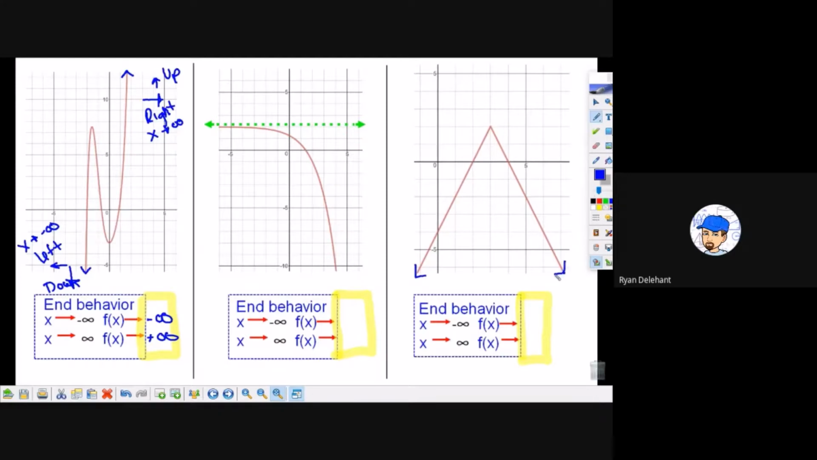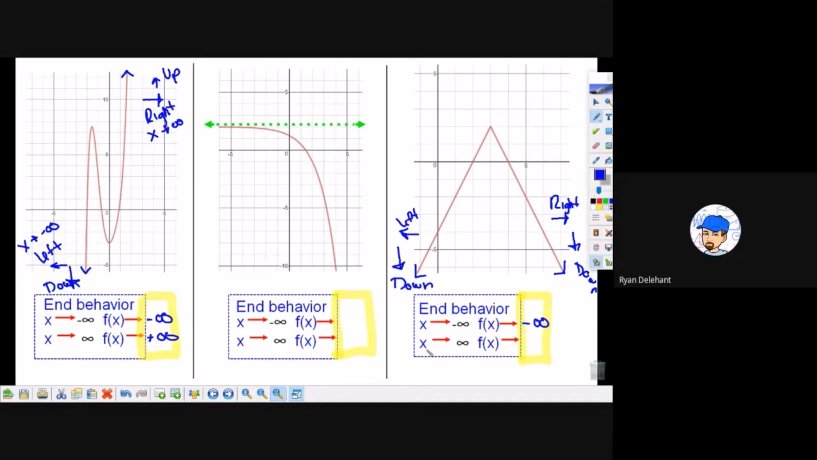So this should have arrows on it. And we see that this graph is obviously moving to the left, but it's also moving down. This part is moving to the right, but it's also moving down. So we know left is negative infinity on the x. What is down? Is down positive infinity or negative infinity? Negative infinity.